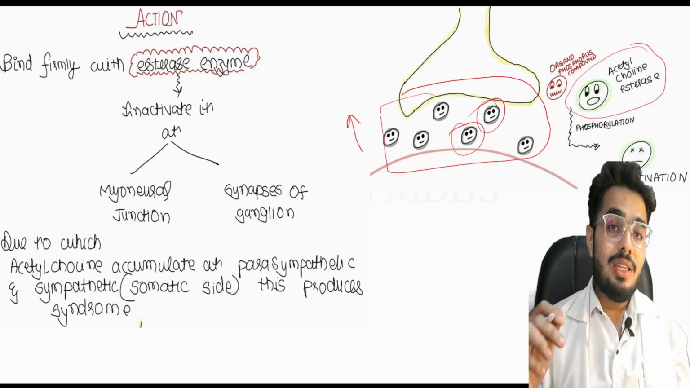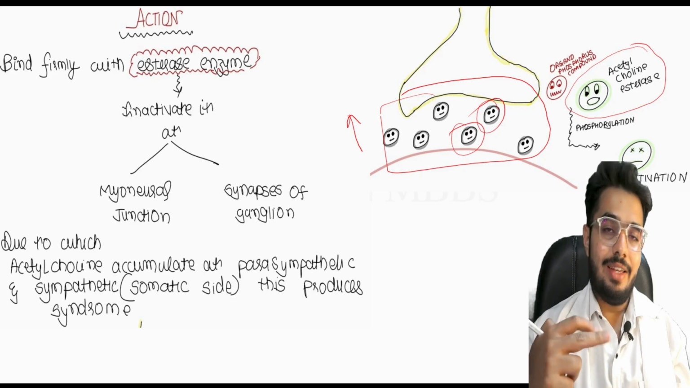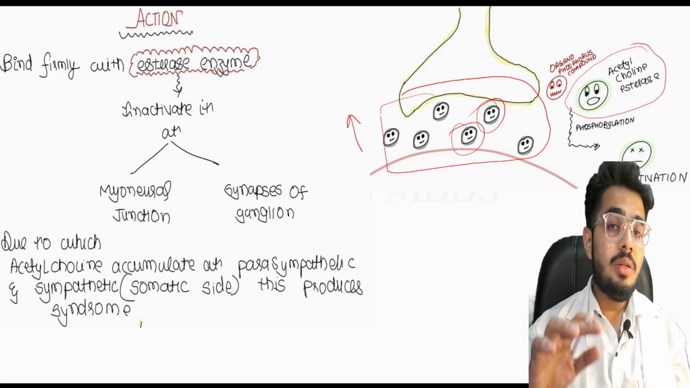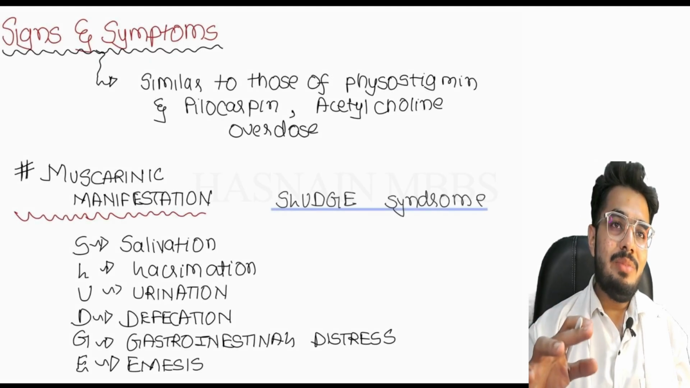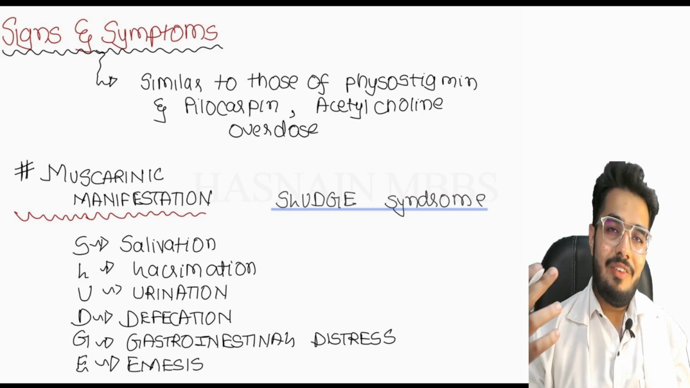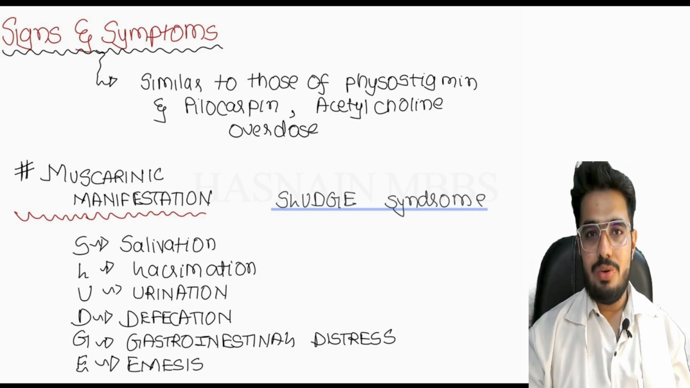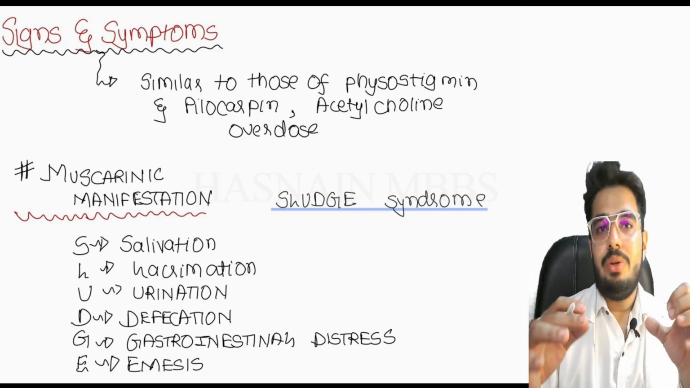So it can have two manifestations, a muscarinic effect and a nicotinic effect. We're going to learn each of them really nicely. So we will start with the muscarinic effect. Signs and symptoms of OP poisoning are similar to physostigmine, pilocarpine or acetylcholine overdose. Let me explain this really well.